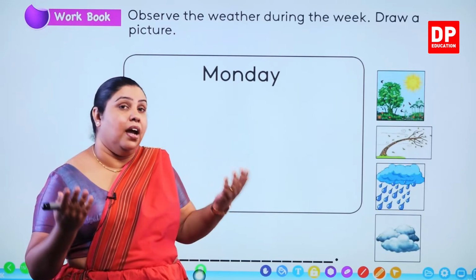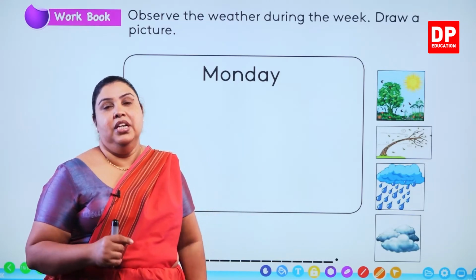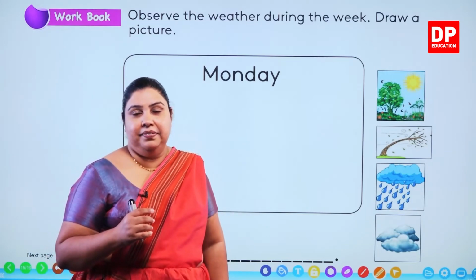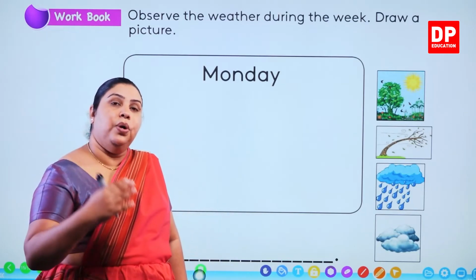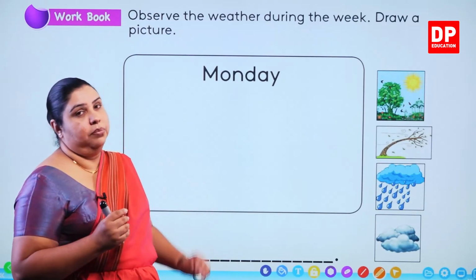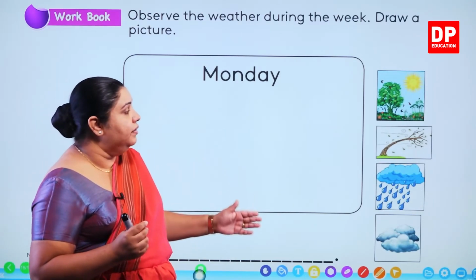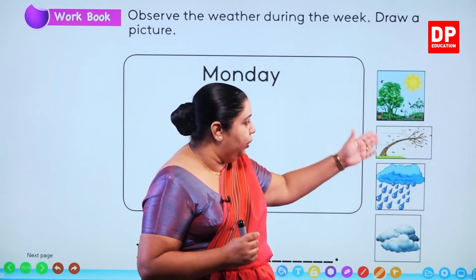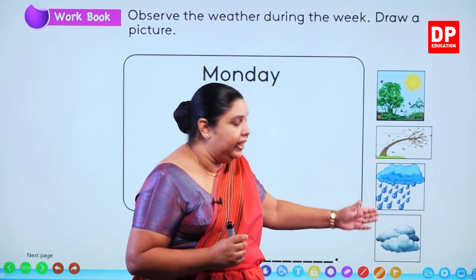And if it is a cloudy day, you have to draw the clouds. So now we have to complete our workbook activity, and I will help you. But you have to observe, and then you have to do this workbook activity. So now what are the 4 weather types that we learned? Sunny, windy, rainy and cloudy.